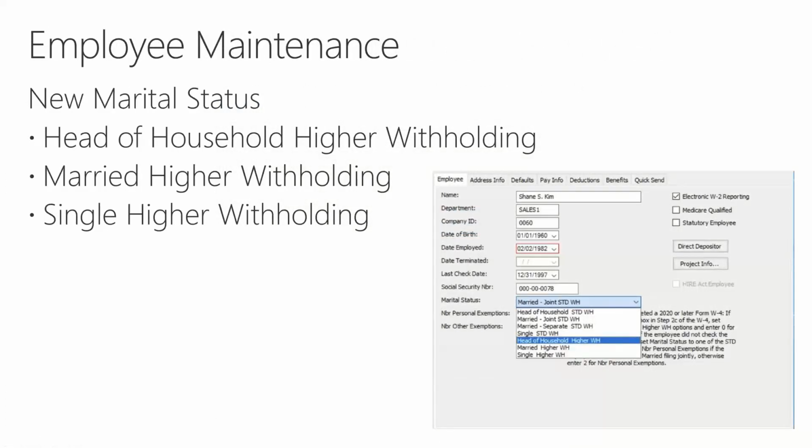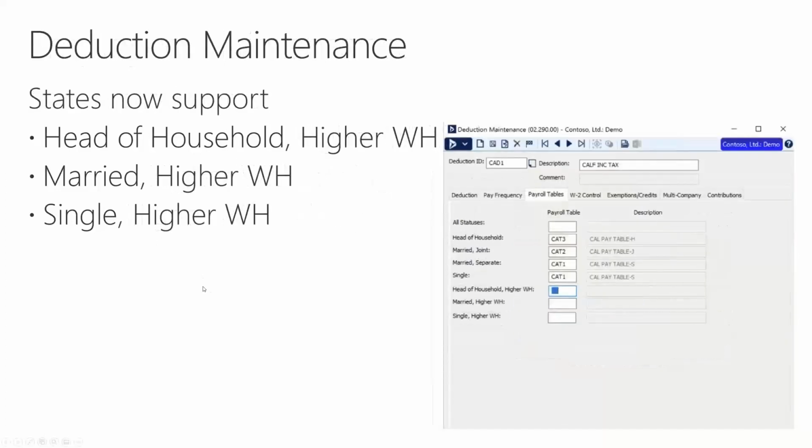Other things: in the employee maintenance screen, there is a new set of marital statuses that you'll see listed here. There's head of household with higher withholdings, married with higher withholdings, single with higher withholdings. I'm not going to go into details with this, but know that all the things that you need to be set up are available here inside the employee maintenance.